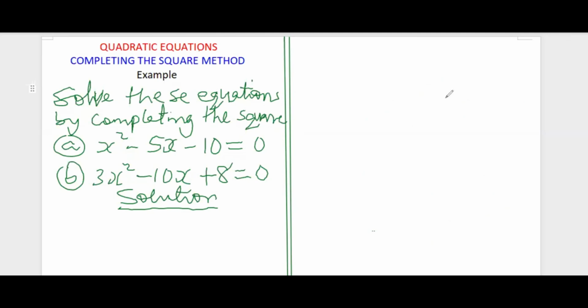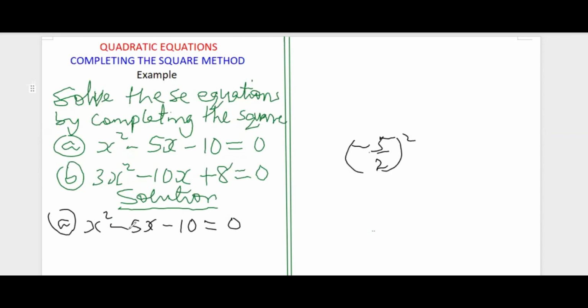In our example A here, we have x squared minus 5x minus 10 equals 0. You ask yourself, is this expression perfect? No, because if you divide minus 5 by 2, that is minus 5 over 2, and you square it, it will give you plus 25 over 4. And this one is minus 10, not plus 25 over 4. That means this minus 10 does not make it perfect. We throw it away.